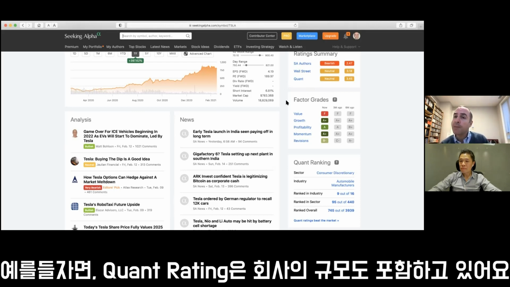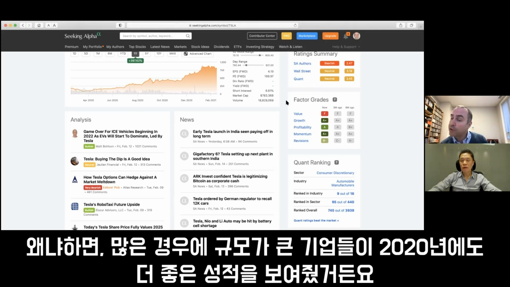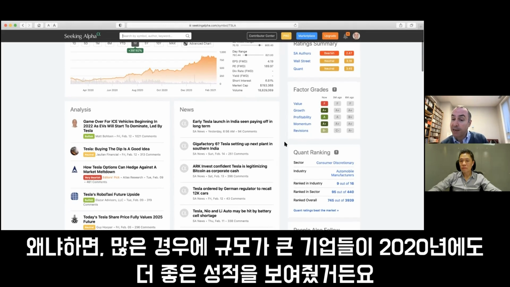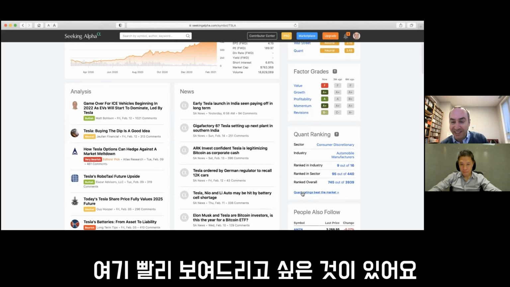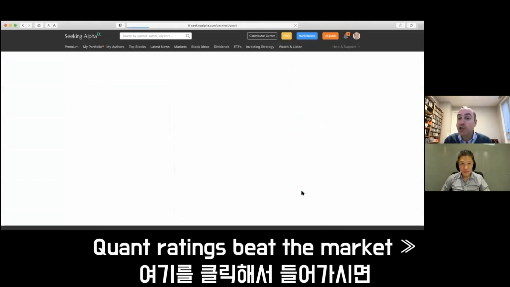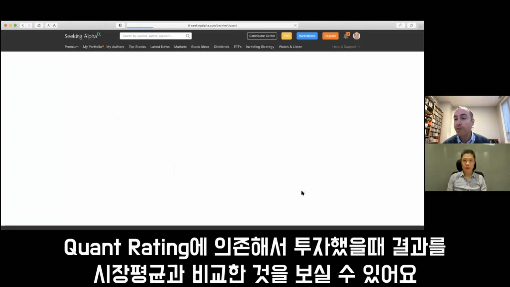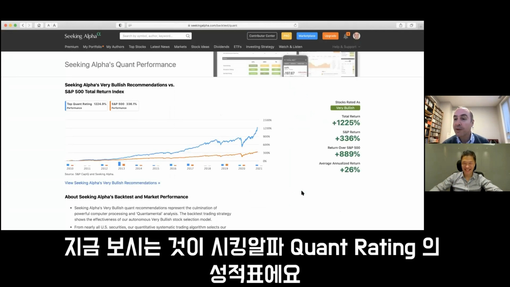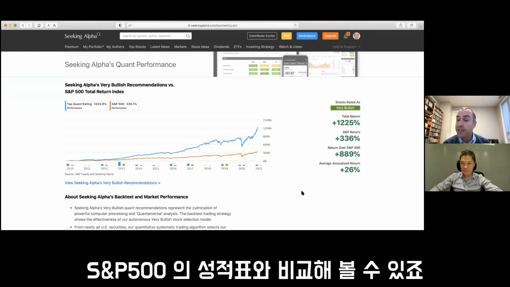So for example, the quant rating also includes size of company. In many cases, larger companies have, for a while in 2020, done better. And I just want to show you really quickly. I'm sorry I'm giving you such a long answer. No problem. I'm going to click here and just show you what the performance is of these quant ratings and how they've performed versus the market. This shows the performance of Seeking Alpha's quant ratings versus the stock market in the US, the S&P 500.